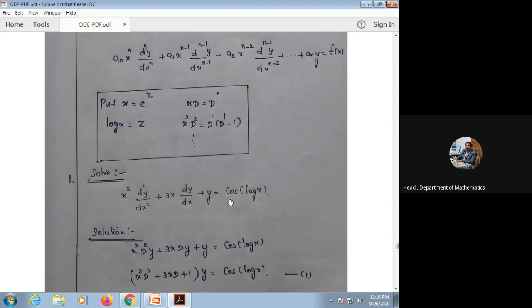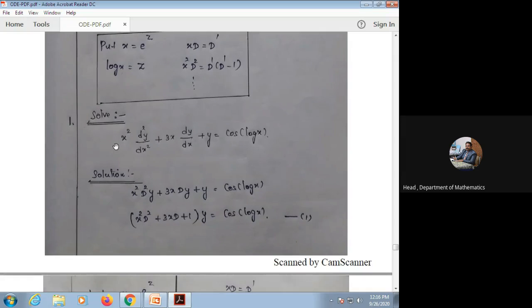It is in the form of Euler's type because the coefficient is variable, that is, the coefficient is in terms of x. So we have to use these conditions, then only can we solve this equation. So how to rewrite this equation? x squared d squared by dx squared, that is capital D squared into y, plus 3x d by dx, that is capital D into y, plus y equal to cos log x. Therefore, taking y outside, we get this equation.